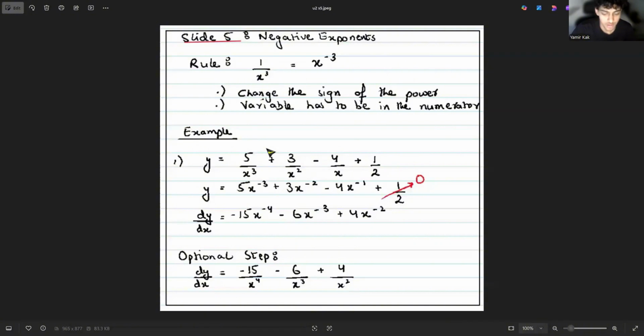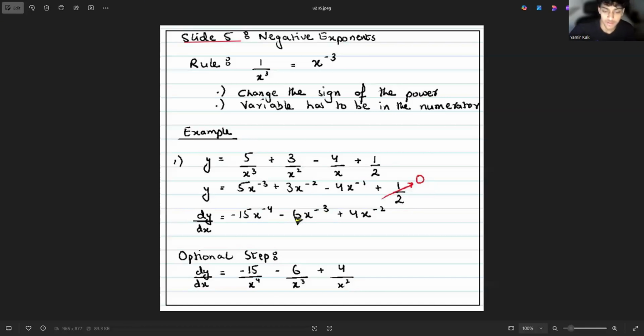So now when we use the power rule, we just multiply the exponent by the coefficient. So -3 times 5 equals -15x to the power of -4, because -3 minus 1 is -4. Then -2 times 3, that's -6, and -2 minus 1 is -3. So then minus 6x to the power of -3. And lastly, -4 times -1 is plus 4x to the power of -2. And then 1 over 2 cancels out because it's a constant term, so it becomes 0. And that's our answer for finding the derivative.